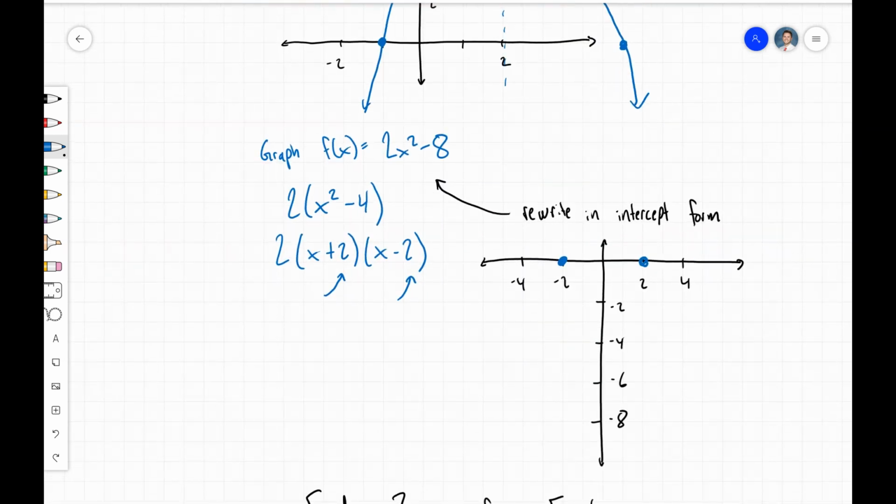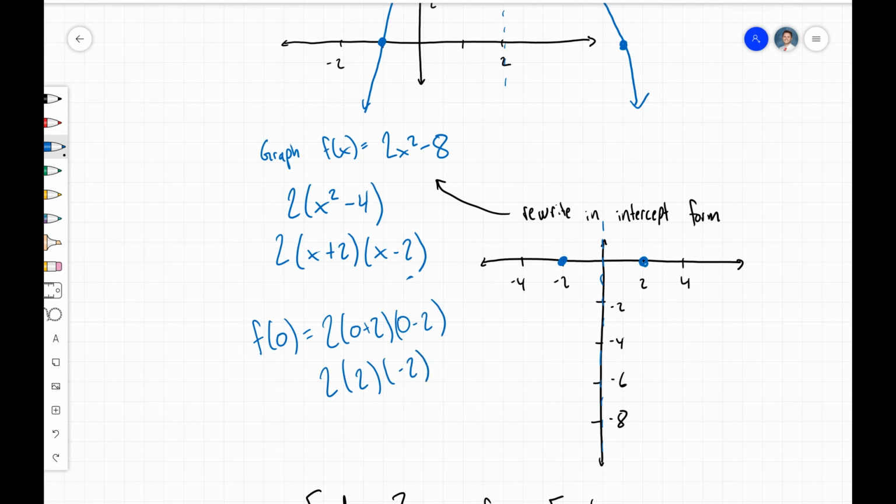Again, we can find our axis of symmetry using x equals p plus q divided by 2. That's negative 2 plus 2, which is 0, and 0 divided by 2 is 0. So our axis of symmetry is going to be the y-axis. Now substitute x equals 0 into our function. 0 plus 2 is 2, 0 minus 2 is negative 2. So 2 times 2 is 4, and 4 times negative 2 is negative 8. So our vertex would be at (0, negative 8). And again, we can graph.